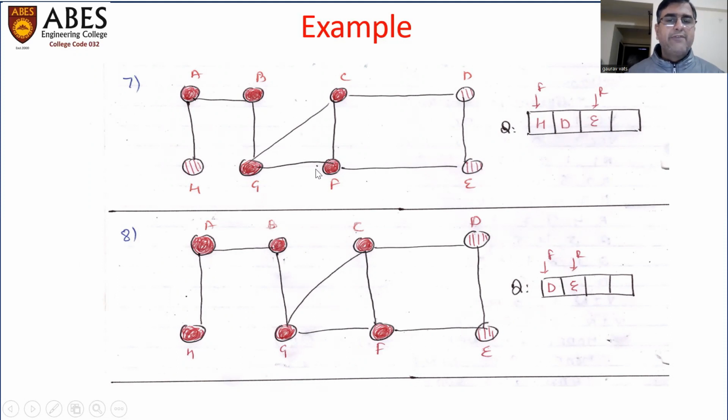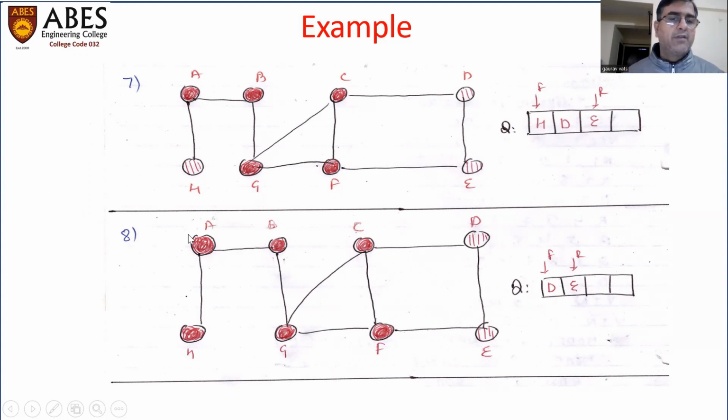After removing F, we'll change its status to process state. Its neighbor E is in waiting state because now it is in the queue. Accordingly, after H, there is D. Where is D? D is here. Okay. After H, this is H. After removing H, we'll see its neighbors.